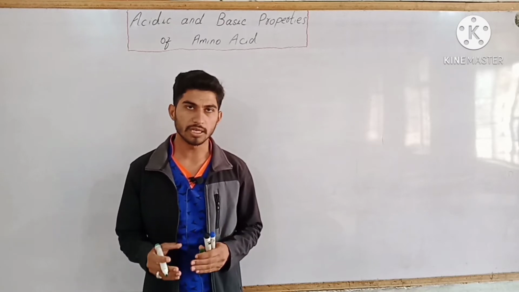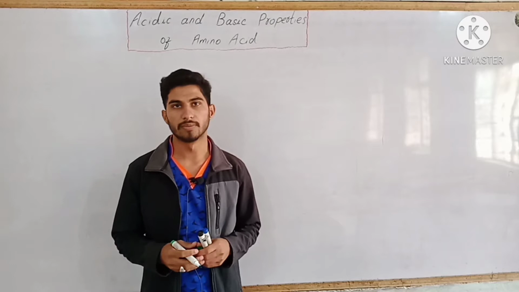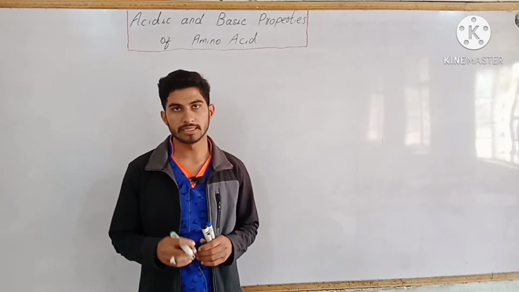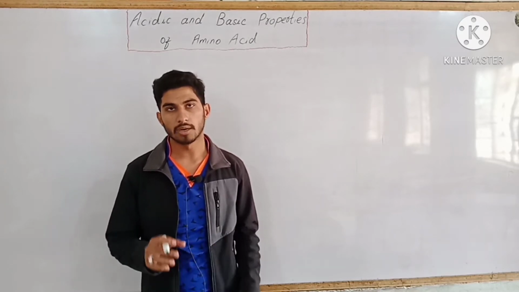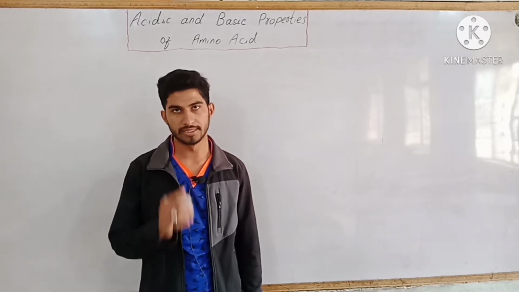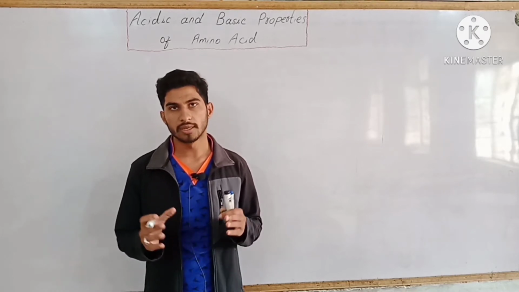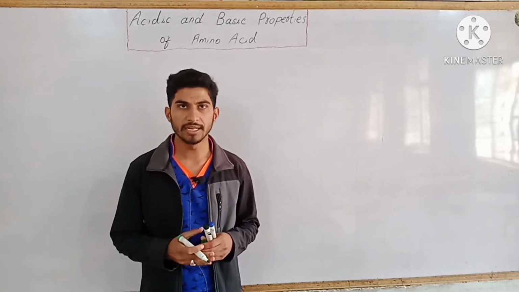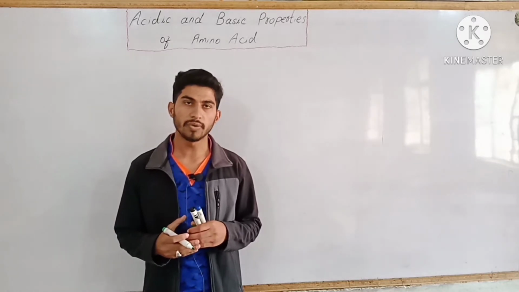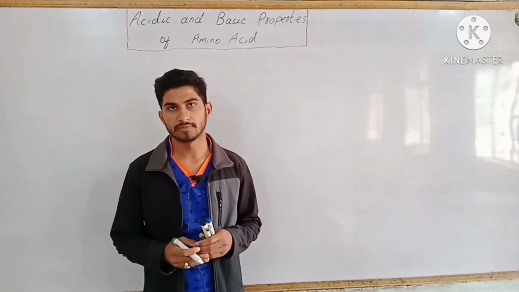In my previous lecture, we discussed the classification of amino acids on the basis of the R group and the classification of amino acids on the basis of nutritional value. In today's lecture, we will discuss the acidic and basic properties of amino acids. We will also calculate the dissociation constant of an acid and a base, and we will calculate the pH of an amino acid.